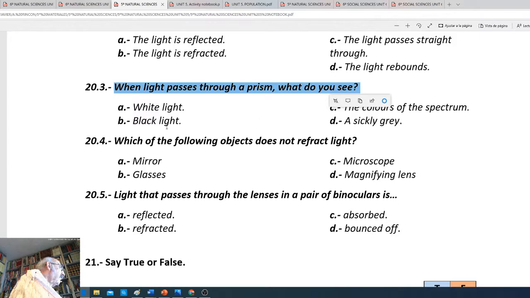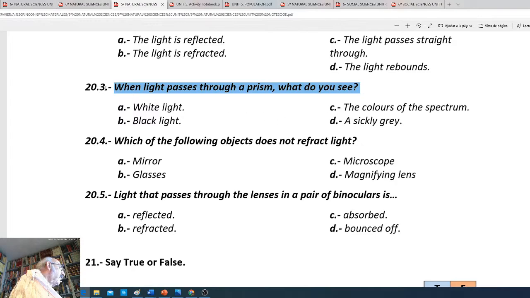So, when light passes through a prism, what do you see? White light, black light. Black light, by the way, doesn't exist. The colors of the spectrum. Remember the spectrum? The spectrum is the set of the different colors we can see. A sickly gray. What do you think? A, B, C, or D?